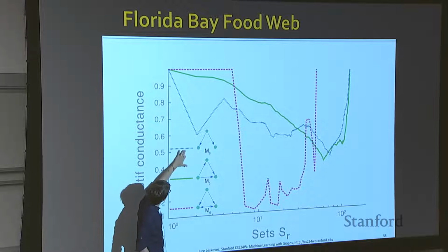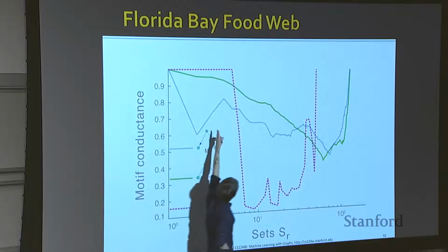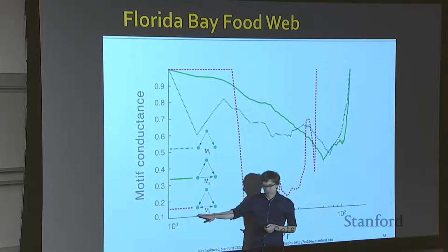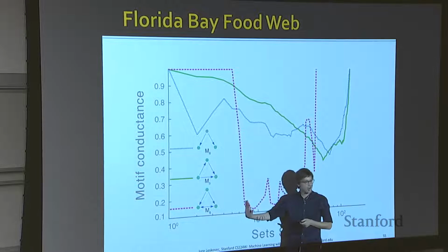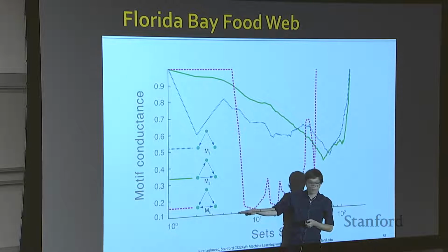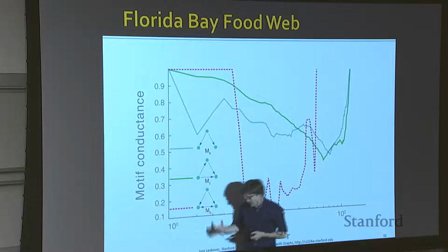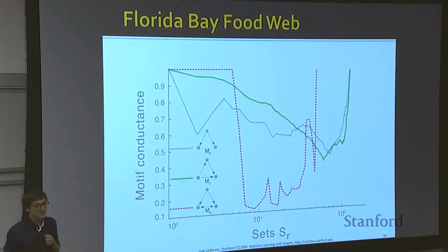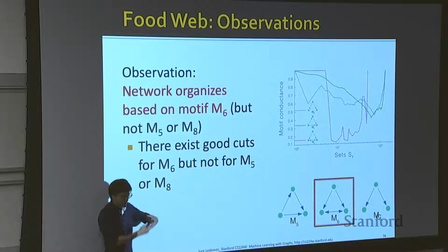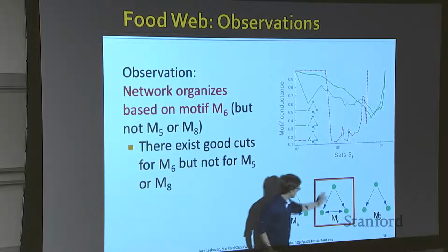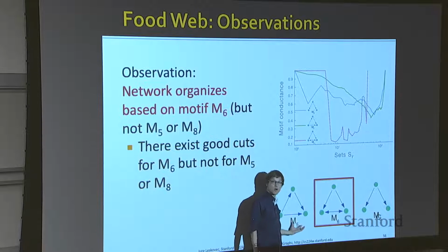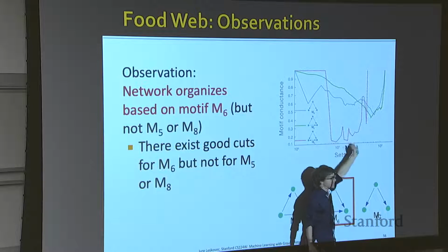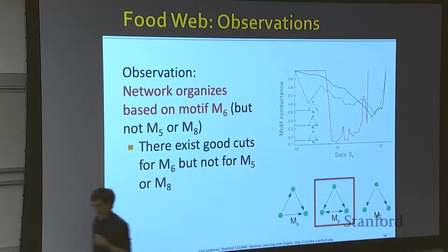You see, for example, that for motifs M8 and M5, this curve very slowly goes down and it doesn't really reach anything low. You see that for this motif M6, it reaches a minimum very quickly. It very quickly decays to a good value. So this means that M6 has some biological significance and reveals the clustering structure of this network, right? So the first thing we learn is that the network is organized based on this motif M6, but it's not organized on M5 or M8 because we don't see any good cuts in this profile plot that I showed you before. So that's the first important thing we notice.